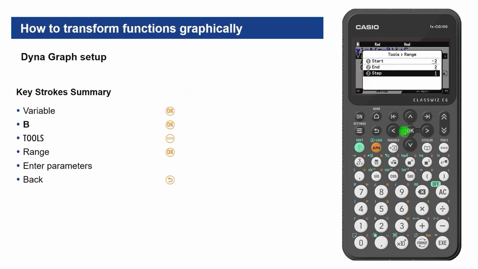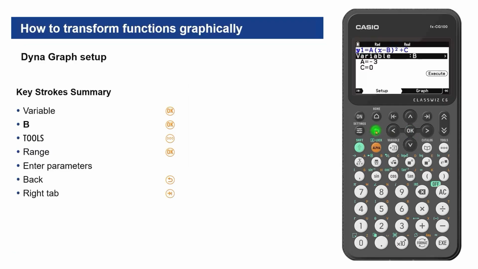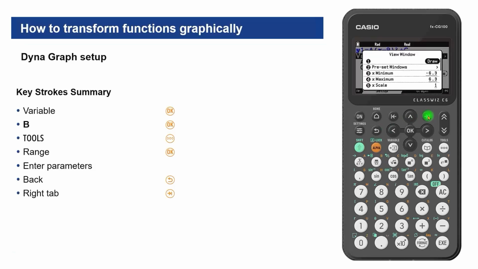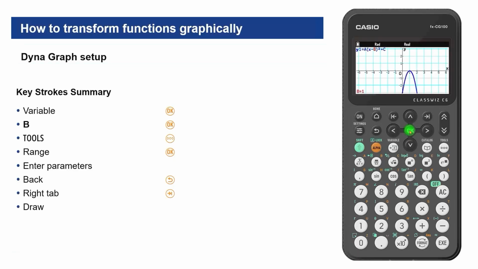Return to Setup with Back, and either select Execute or Right tab to open the View window pop-up. Select Draw, and after a brief pause where the handset is calculating, the animated graph is displayed, starting with the lower value of variable b. The animation will continue to loop through the range of values selected. To end the animation, press All Clear.